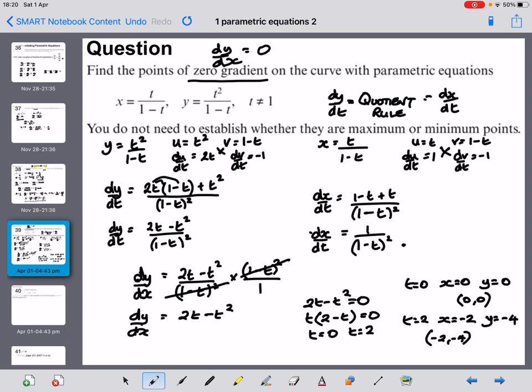Okay, so that question, there was a lot more work. You had to do the quotient rule twice. So that would obviously be worth more marks. Okay, not entirely sure how many, maybe 6, 8 possibly.